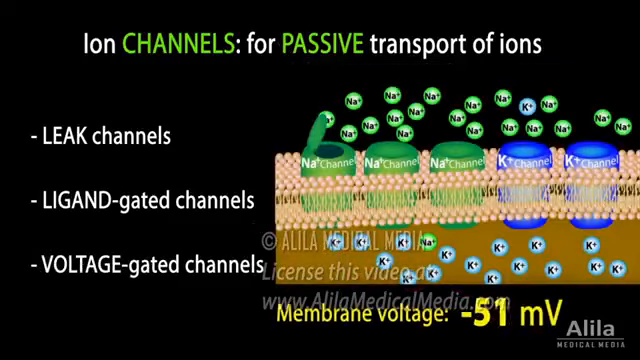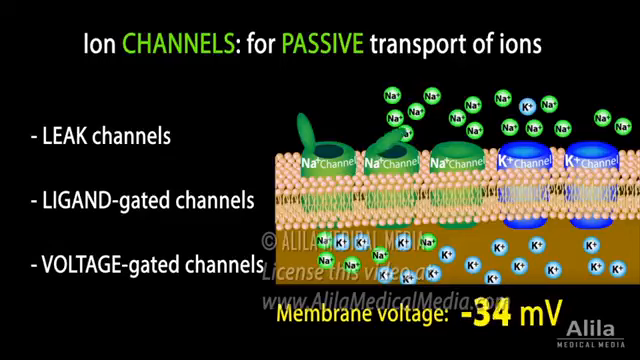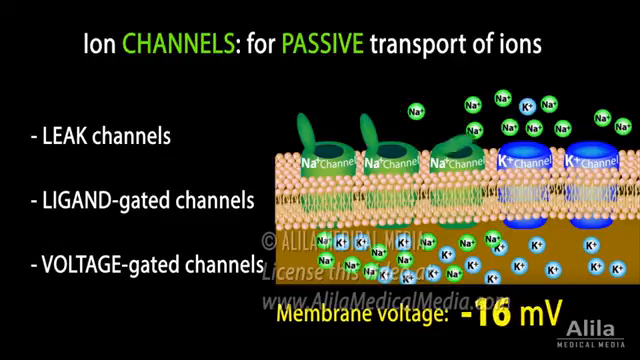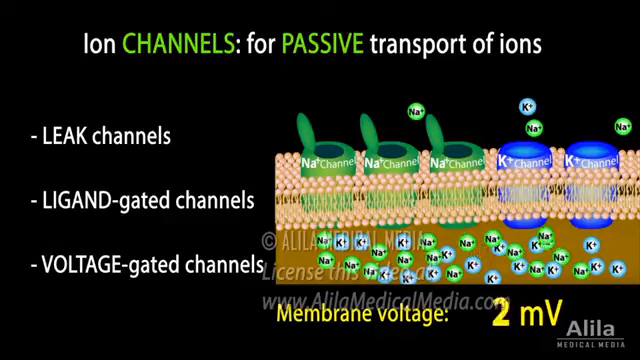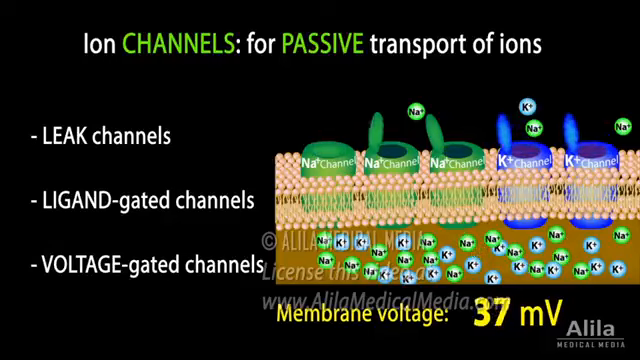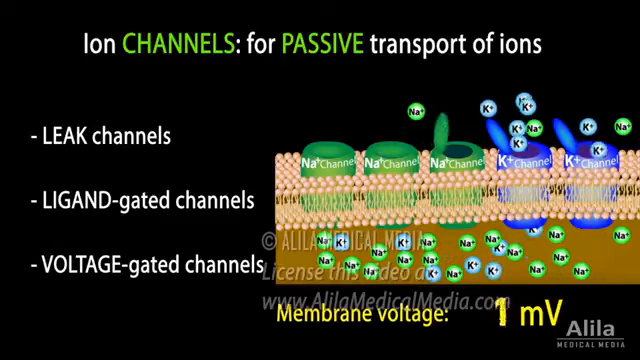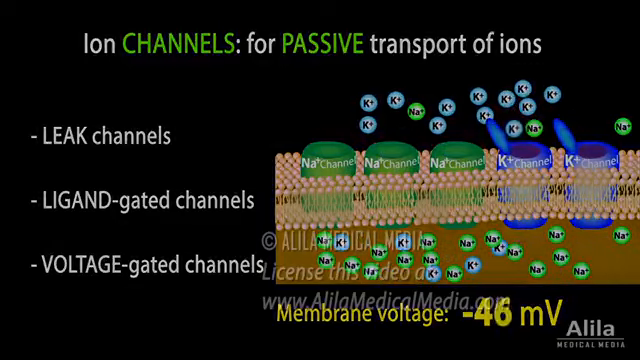Voltage-gated ion channels. These channels are regulated by membrane voltage. They open at some values of the membrane potential and close at others. These are the channels that underlie action potentials in neurons and cardiac muscles.